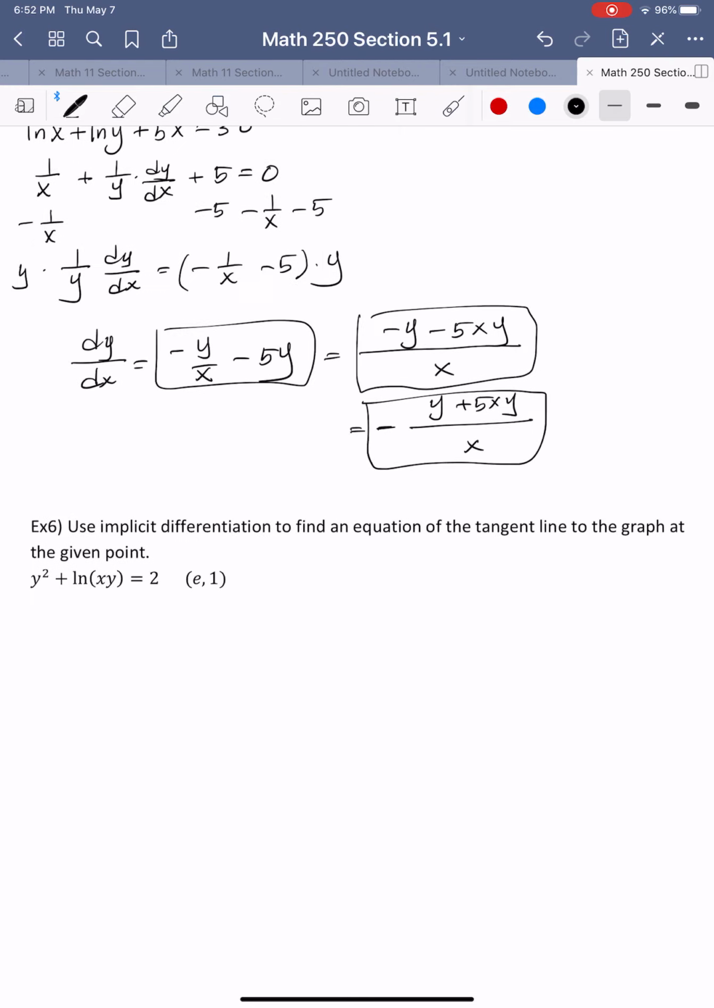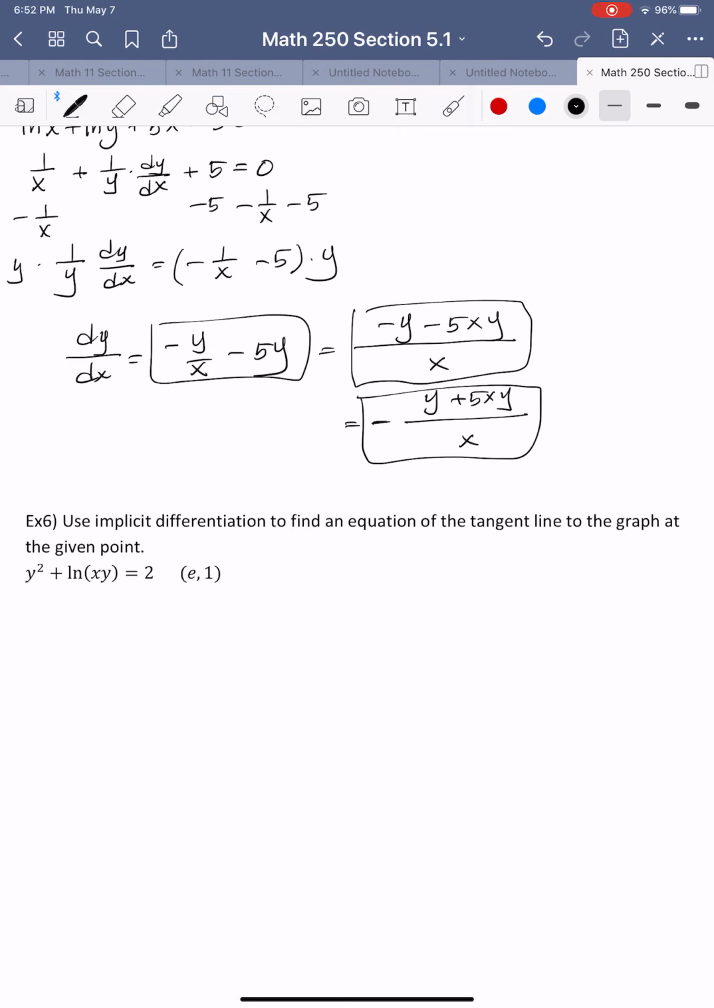Use differentiation to find the equation of the tangent line to the graph at the given point.